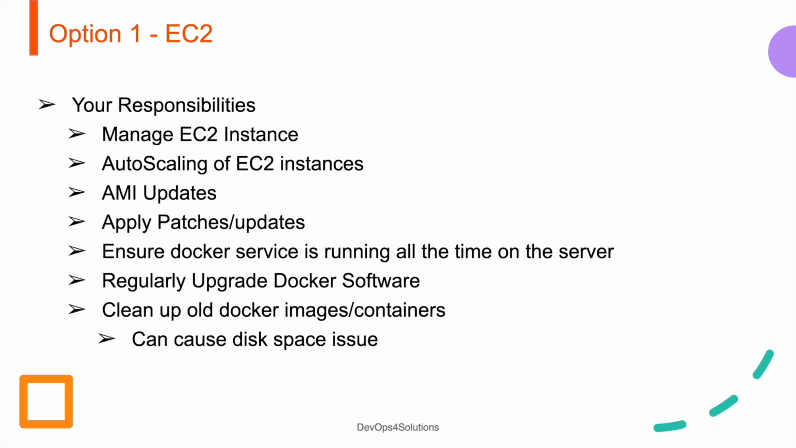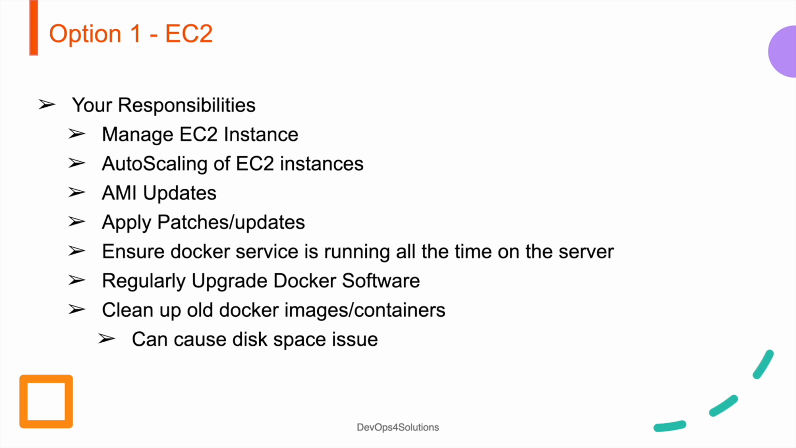Now let's talk about the responsibility. When you deploy things directly on EC2 instances, what is your responsibility? First, you have to manage the EC2 instance. For auto scaling of EC2 instances, you can have high availability with 3 or 4 EC2 instances where your services are running, but you have to ensure that you create the auto scaling group.